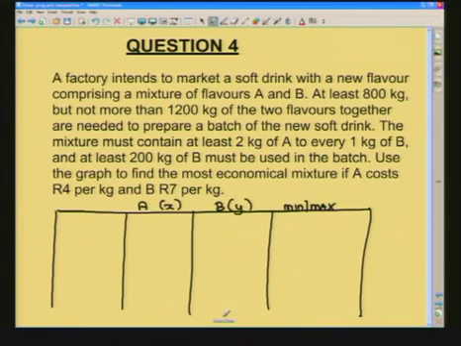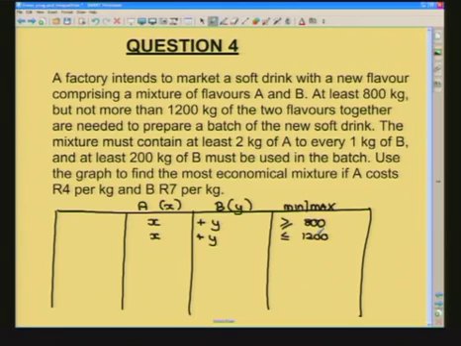It says at least 800 kilos must exist of the mixture A and B. So X plus Y must be more than 800, but not more than 1200. So X plus Y must be less than or equal to 1200. Okay, are the two flavors together, so that's why I'm putting the X and Y together.